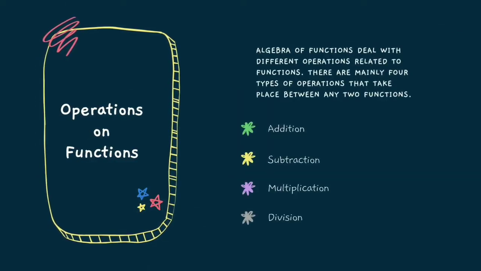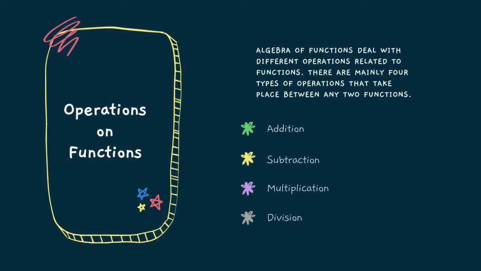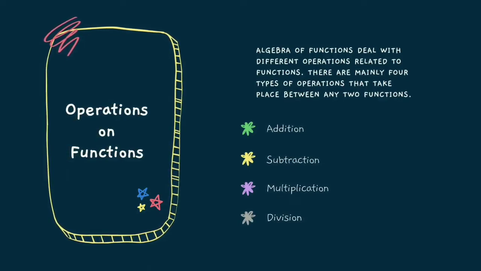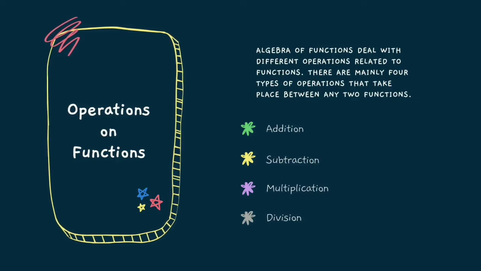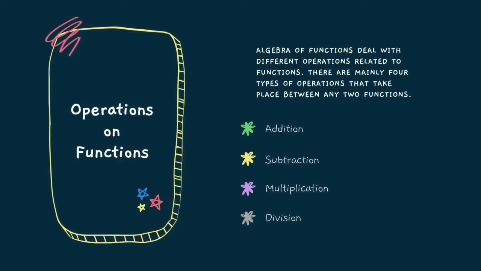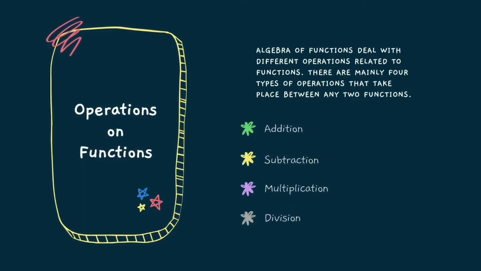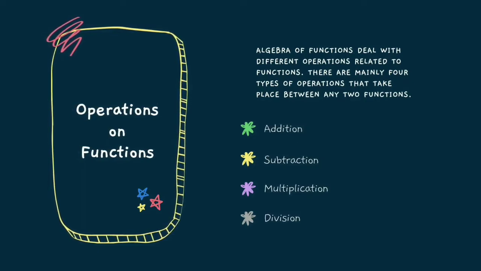Operation on functions, or algebra of functions, deals with different operations related to functions. There are mainly four types of operations that take place between any two functions: addition, subtraction, multiplication, and division. But in this video, we will just focus on addition and subtraction.